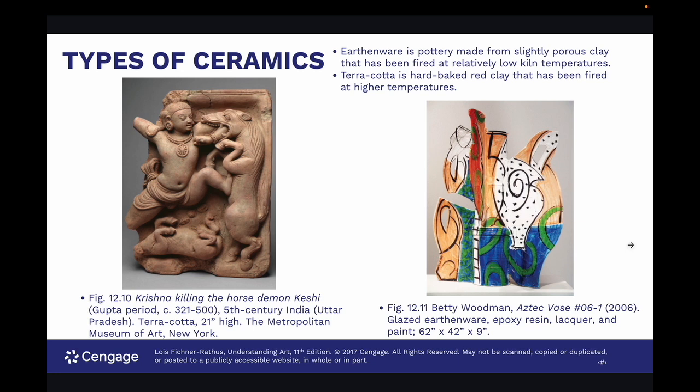So earthenware is pottery made from slightly porous clay that has been fired at relatively low kiln temperatures. Terracotta is also a low fire clay, but it's a little bit higher temperature than earthenware, and it is usually a reddish color clay that has iron in it, which gives it a reddish or brownish look. And so on the left-hand side, we have a relief sculpture made with terracotta clay, and on the right-hand side is glazed earthenware pottery.